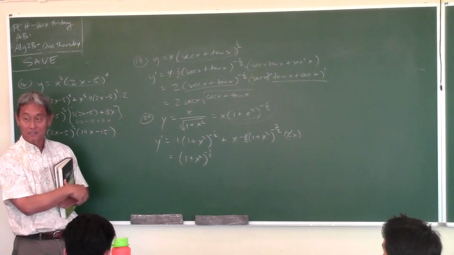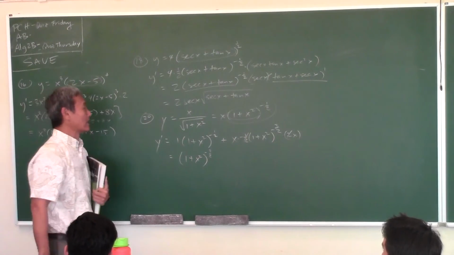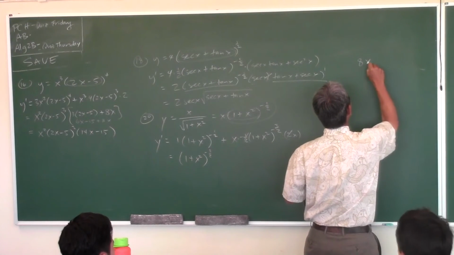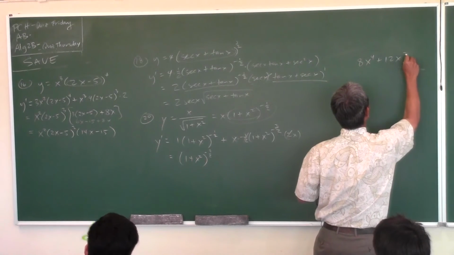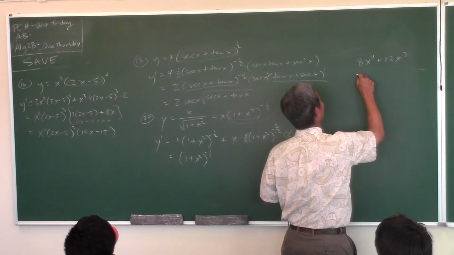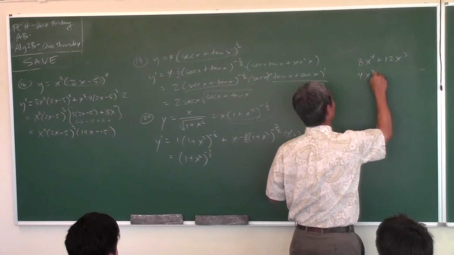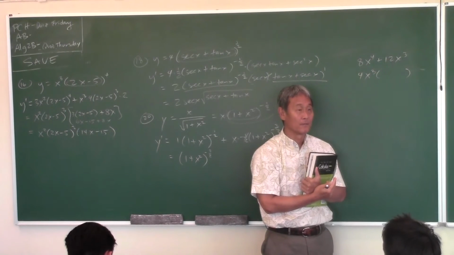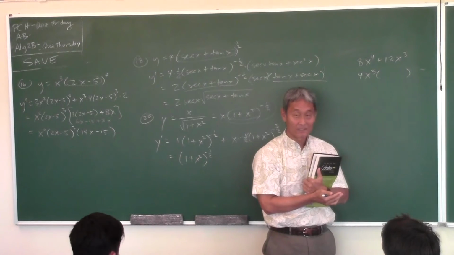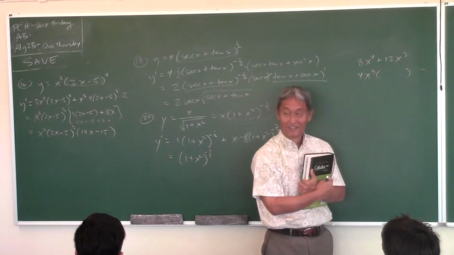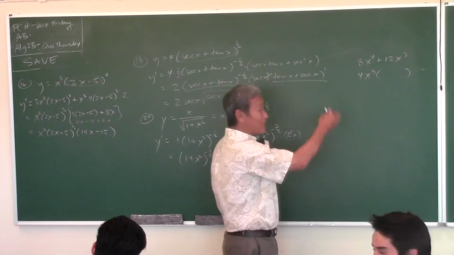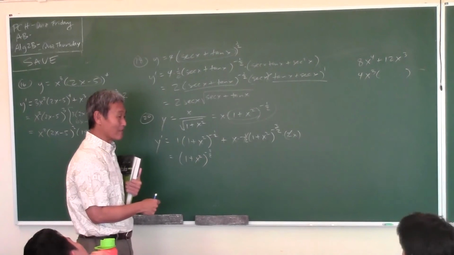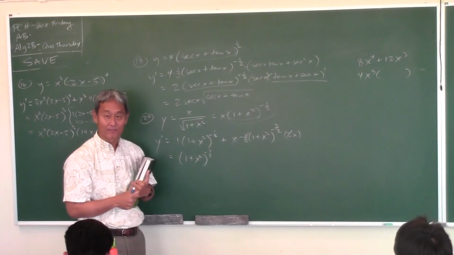Because now is the time to ask. Okay, let's go back to algebra 1. What if you had 8x to the 4 plus 12x cubed? What can you factor out? 4x to the 3. Okay, well, how come you don't factor out x to the 4? Why do you factor out x cubed? Because 3 is smaller than 4, right? So if you have these two, how come you factor out 1 plus x squared to the negative 3/2? Because negative 3/2 is smaller than negative half, right?